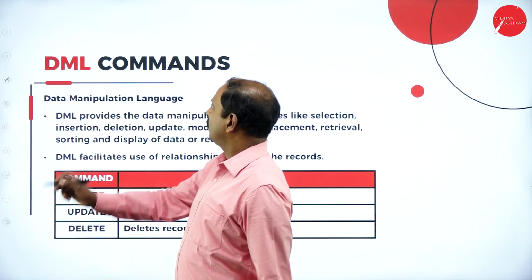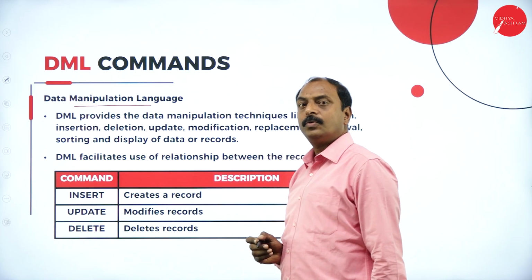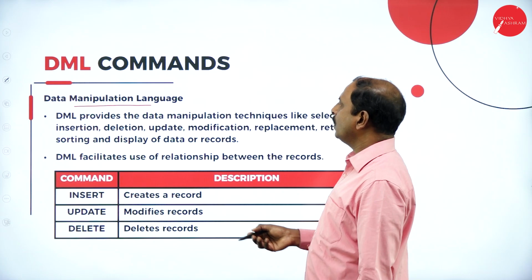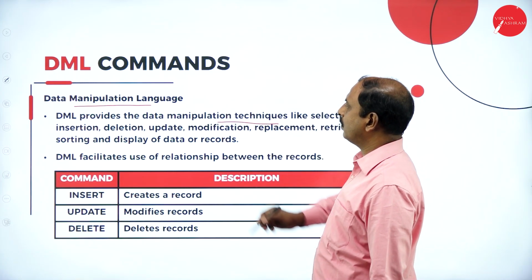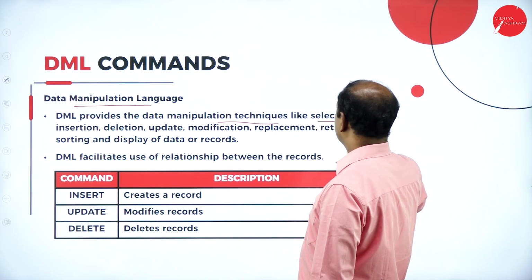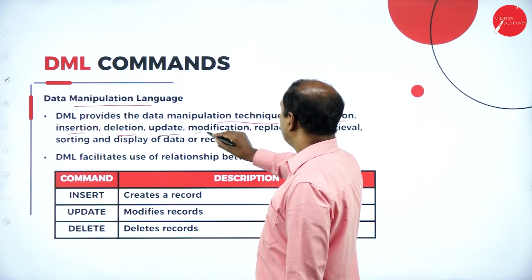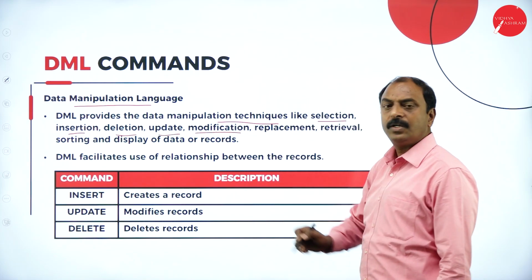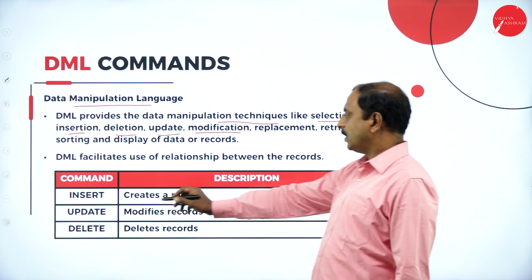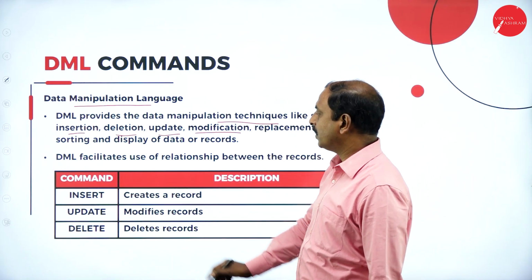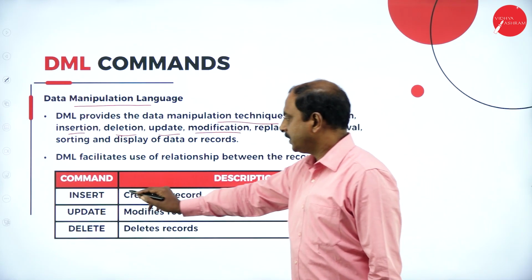Now next one is DML, data manipulation command. So what is the meaning of manipulation? So data manipulation techniques means with the help of DML command, we can select the records, insertion, deletion, update and modification can be done with the help of DML commands. So here these are the three DML commands. They are insert, update and delete. So what is insert?